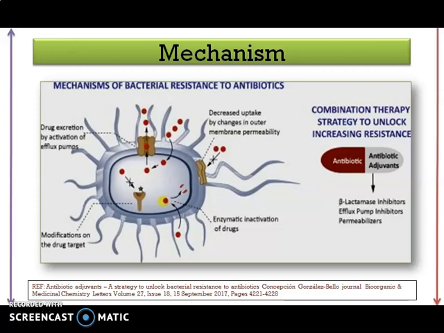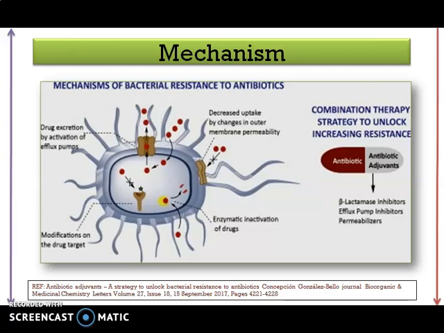So not only this target differentiation, but also some of the channels or receptor bindings or enzymes or targets also being modified show their effects in a failure manner. So if it is a pump, there is an activation of efflux pump, which is responsible for drug excretion, that can make this failure.